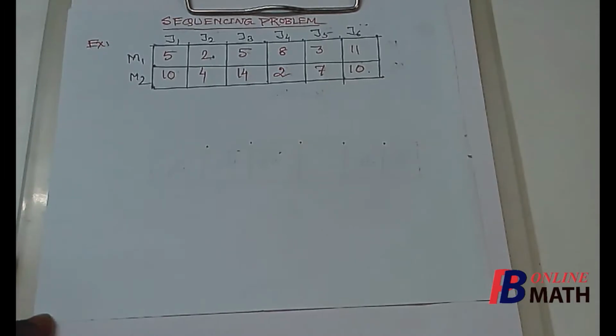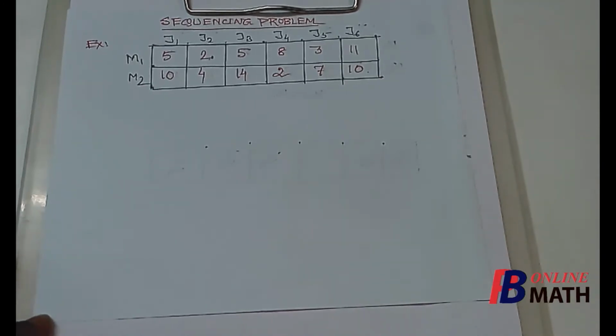In the previous part we have discussed the sequencing problem, and we have said that in a sequencing problem there are some jobs which will be processed on some machines, and the order of the machines will be given and the processing time for each job on each machine will also be given. So we have to find an optimal sequence of jobs such that if we process the jobs on the machines according to the sequence, then the total elapsed time is minimum.